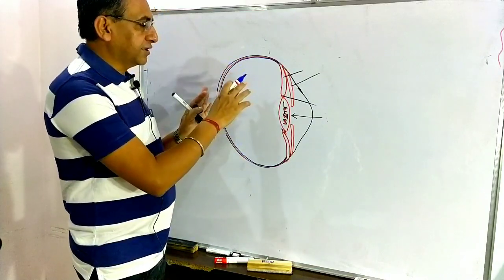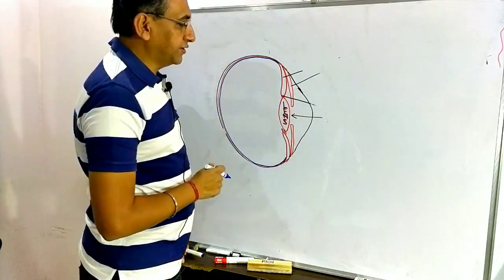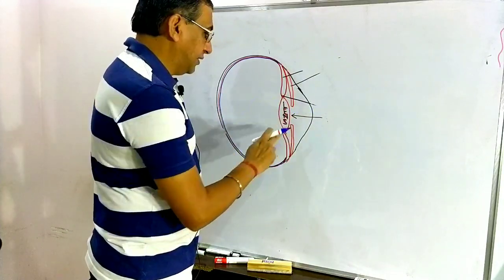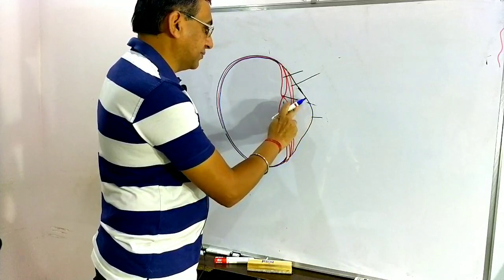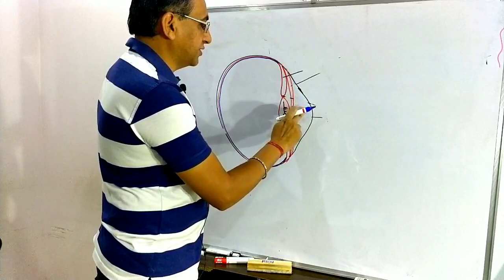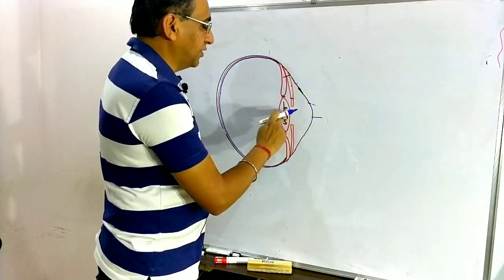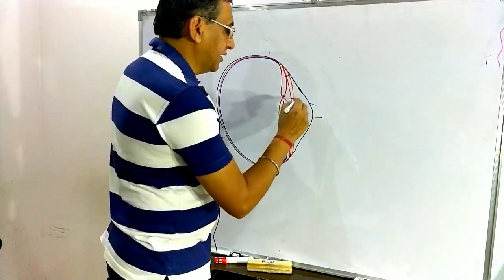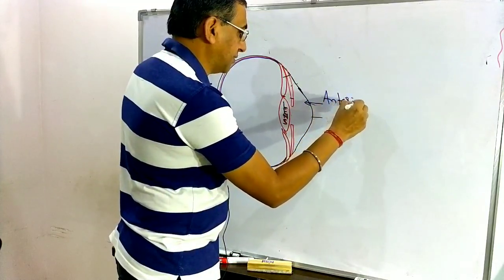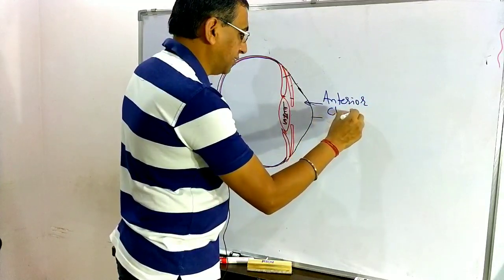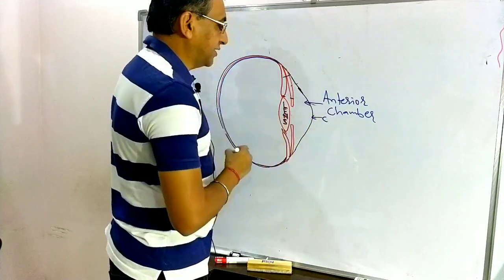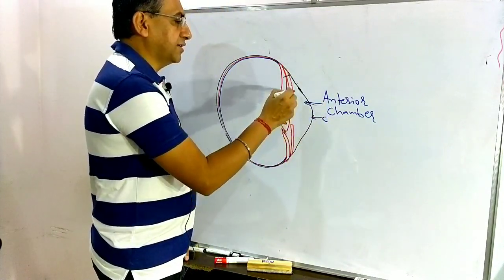Before starting the retina, please see some important points here. This is the cornea, and this is the lens. Between the cornea and lens, there is a space that is known as the anterior chamber.